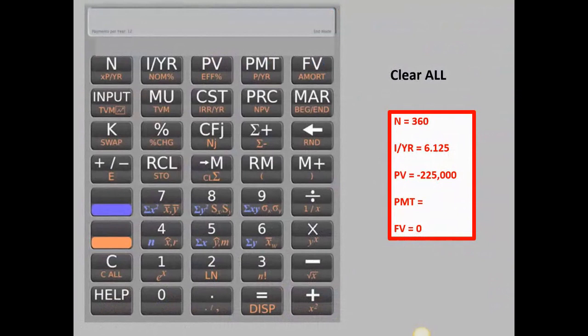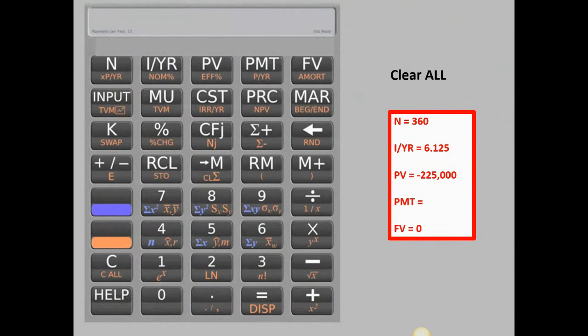So here are the variables. In the N, they will put 360 because there are 30 years. Remember, it's a 30-year mortgage, 12 payments per year. So it's just 12 times 30 is 360. In the I/YR, that's the interest rate per year, we put in 6.125 because that's the interest rate that the bank is giving to this person. Now, in the PV, we put 225,000 because that's the loan amount. However, we put a minus sign in front of it because that is money that is going out. And then we can solve for the payment. We want to make sure FV is blank or has a 0 in it as well.